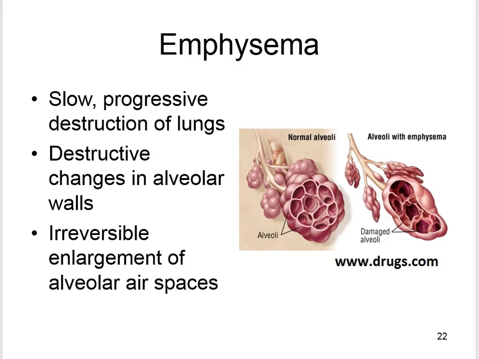Emphysema is a slow progressive destruction of the lungs. You have destructive changes in the alveolar walls, an irreversible enlargement of the alveolar air spaces. Alveoli are damaged. When air sacs are damaged or destroyed, their walls break down and the sacs become larger. These larger air sacs move less oxygen into the blood, which can leave a patient feeling short of breath. Once air sacs are destroyed, they cannot be replaced.